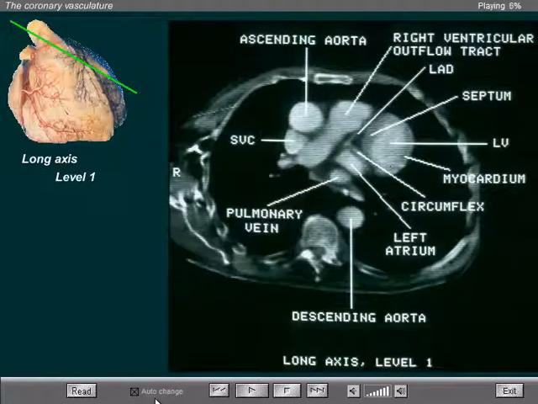On the long axis level 1, we can see the ascending aorta. We note to the left of the ascending aorta the outflow tract of the right ventricle, and we can see to the left of the right ventricle the left ventricle. We note the projection of the superior vena cava just behind and to the right of the ascending aorta.